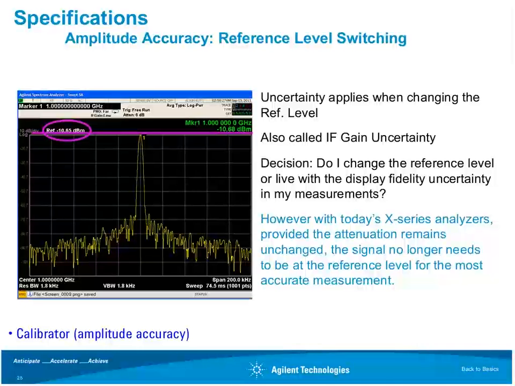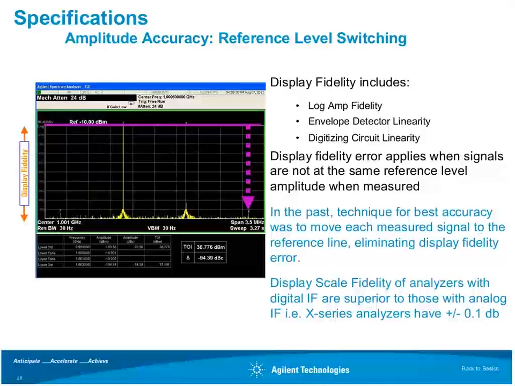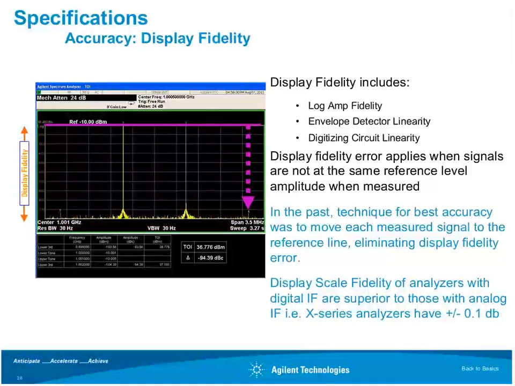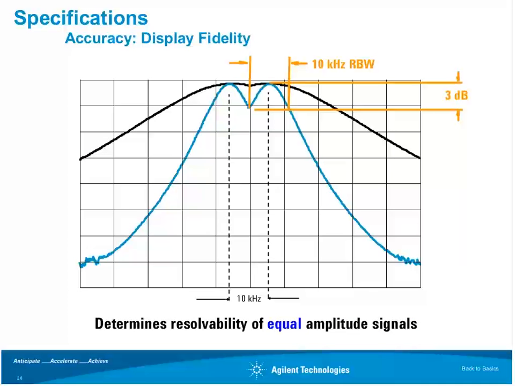All right, so the reference level is determined by our IF gain, and so there would be some uncertainty associated with that. I will say that with modern analyzers where a lot of this is implemented digitally, the magnitude of the uncertainty here drops off considerably, and so this really is much less of a concern today than it was 10 or 20 years ago. Likewise, display fidelity, again with modern analyzers where we use very high accuracy digitizers, the scale accuracy here is much, much better than it was in the past.